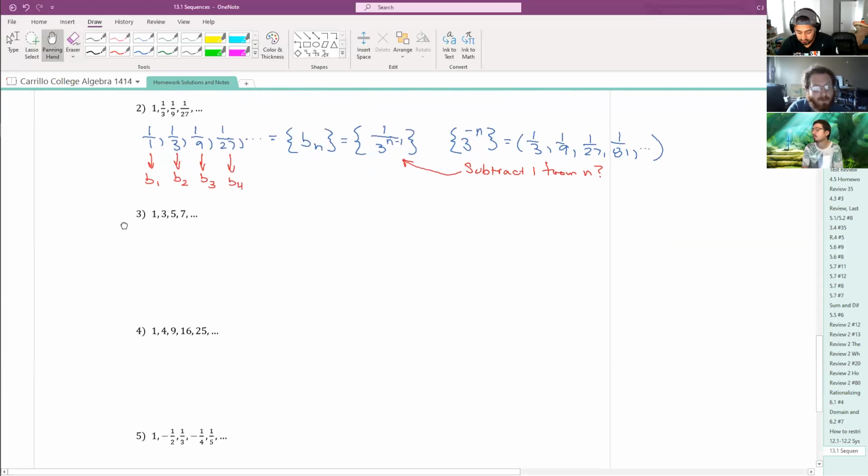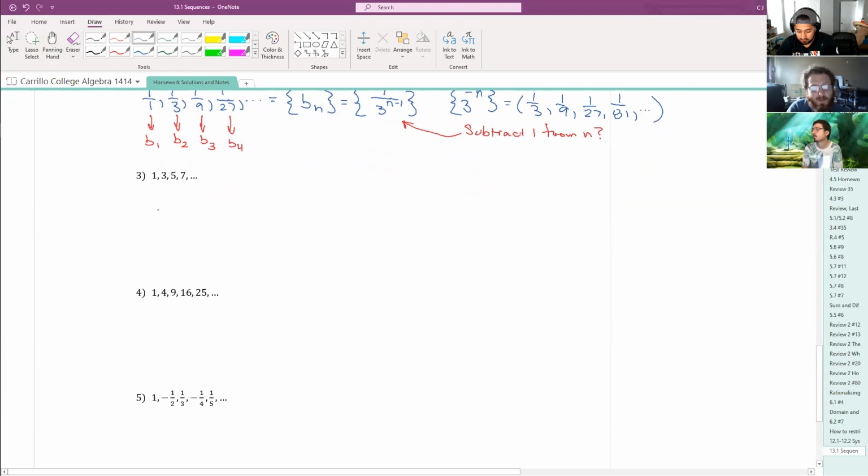All right. So on this one, again, we're going to write this out very explicitly, and I'll say 1, 3, 5, 7. And this is C sub 1, C sub 2, C sub 3, C sub 4, and I'll even write this as equal to f of 1, f of 2, f of 3, f of 4. Okay, so what does it seem like we're doing here?